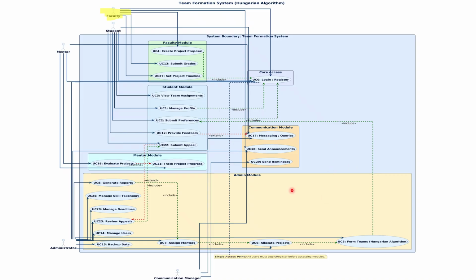Now, the other module that we have is our communication module. The communication module has message inquiries, send announcement, and send reminders. What is this module actually doing? Communication between student, faculty, and mentor is very important. Let's say that a project is assigned to a student by the faculty, and then a mentor is assigned. So all of them should get a message that okay, I am assigned to this team, I am assigned to this project, I have to mentor this project. And the faculty should also get the message that this student is under this mentor and they are doing this work.